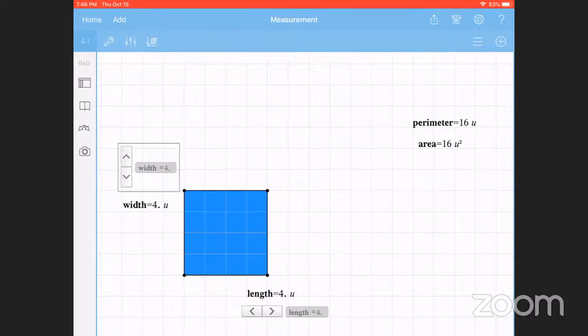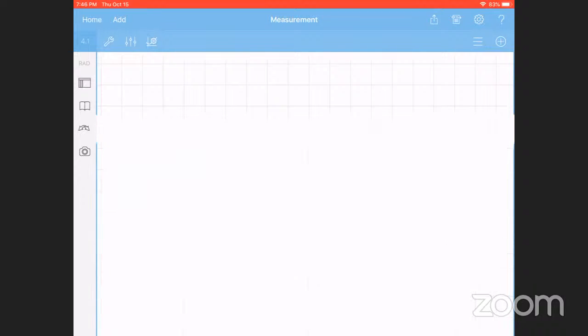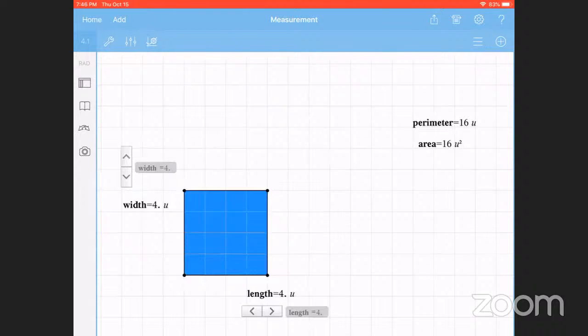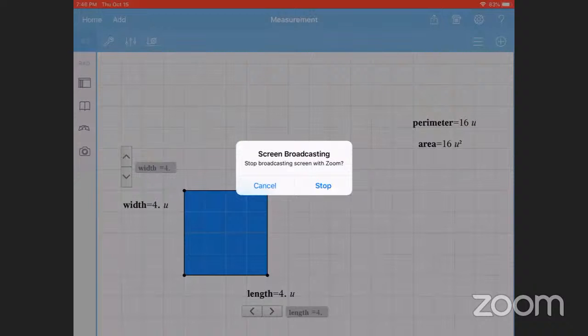And once again, by using this technology, the students have the ability to manipulate the length and width quickly so that they can see how the perimeter and area change. So that is another reason why I really like to use this technology with my elementary students. Now, Johnny, I'm going to send it back to you so that you can talk to us a little bit about how this looks at the high school level.